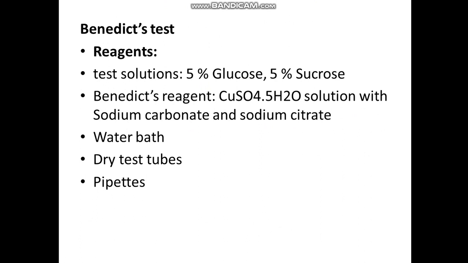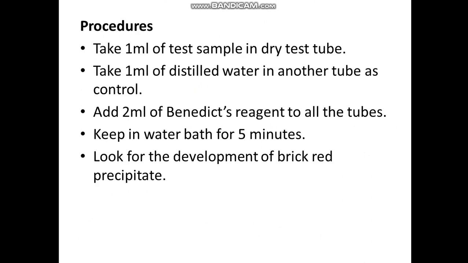And the procedure involved in the Benedict test is, here you can see, we have to take 1 ml of test sample in a dry test tube. Then again we need to take 1 ml of distilled water in another test tube as control. Then you have to add 2 ml of Benedict reagent in both the test tubes, in the sample as well as in the control. Then keep in a water bath for 5 minutes and look for the development of brick red precipitate.